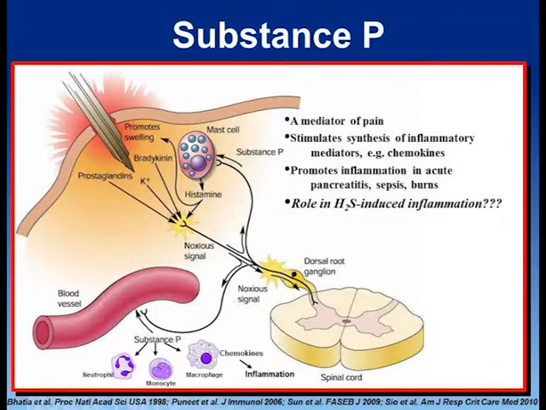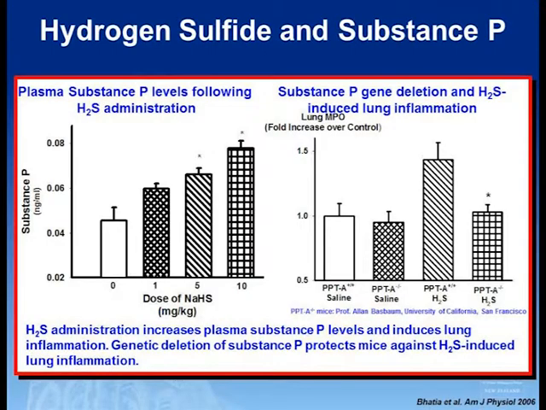But the question that we had was, does substance P do anything to hydrogen sulfide-induced inflammation? So what we did was administer sodium hydrogen sulfide, NaHS, which is an H2S donor. When you inject the H2S donor, you see that there is an increase in substance P. So H2S somehow is causing activation of substance P synthesis.